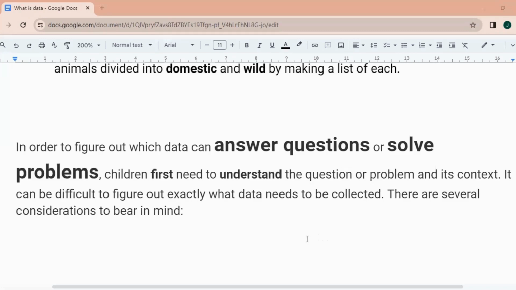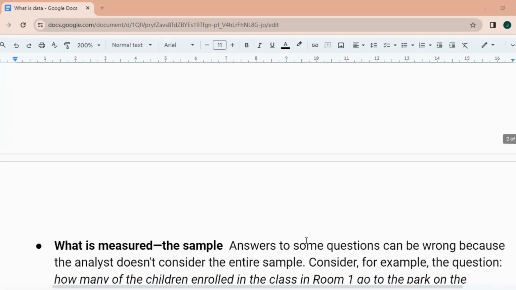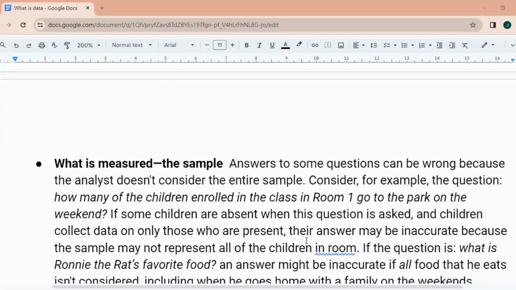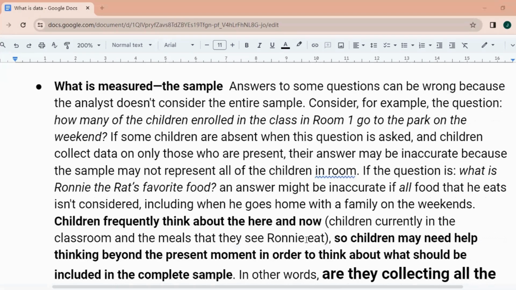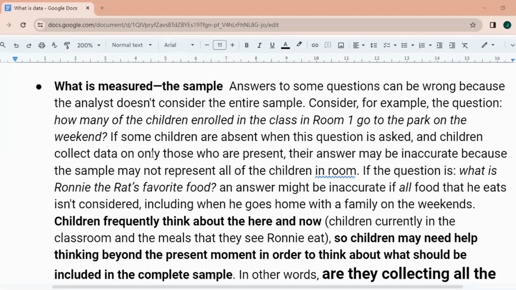The answer to some questions can be wrong because the analyst doesn't consider the entire sample, right? So here's a written example of this scenario. How many of the children enrolled in the classroom in room 1 go to the park on weekends? If children are absent when the question is asked, then the children collect data on only those who are present. Their answer may be inaccurate.